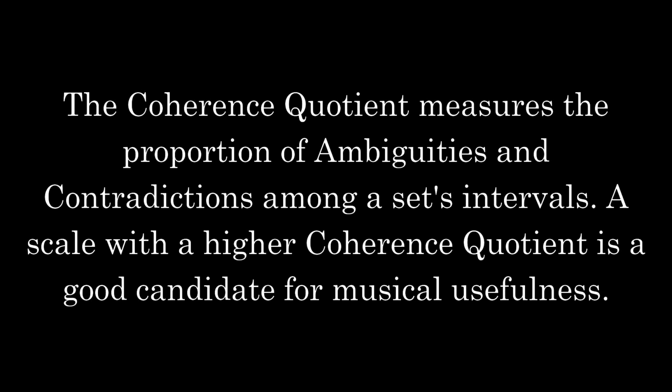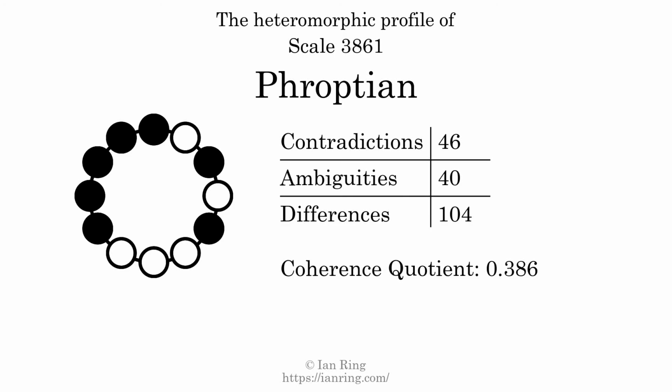The coherence quotient measures the proportion of ambiguities and contradictions among a set's intervals. A scale with a higher coherence quotient is a good candidate for musical usefulness. The coherence quotient is 0.386.